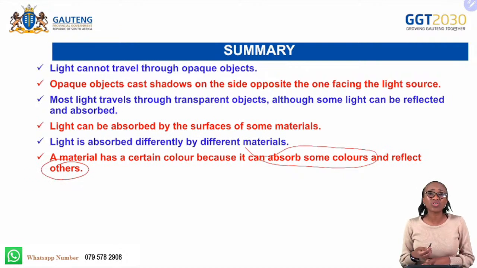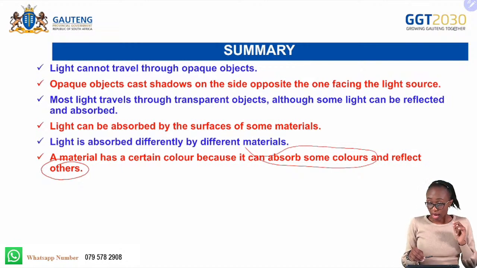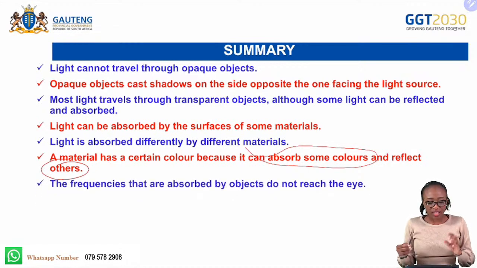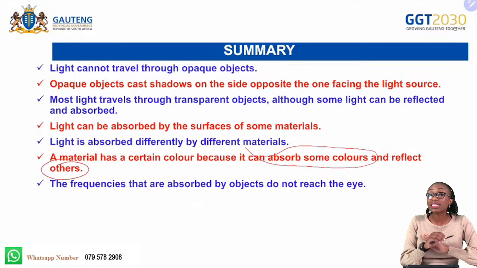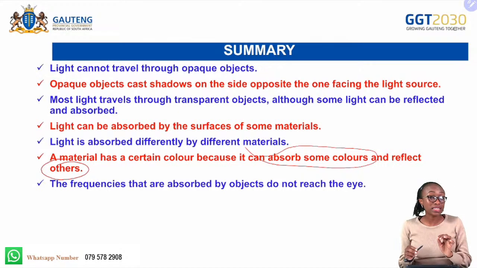So next time you look at a material, it could be a car, your clothing, your book, anything that has a color that you can observe and confirm, this is orange, this is violet, this is blue, green, purple, know that this is because it can absorb some colors and reflect other colors. And the frequencies that are absorbed by objects do not reach the eye. The only ones that reach the eye are the ones that are reflected.